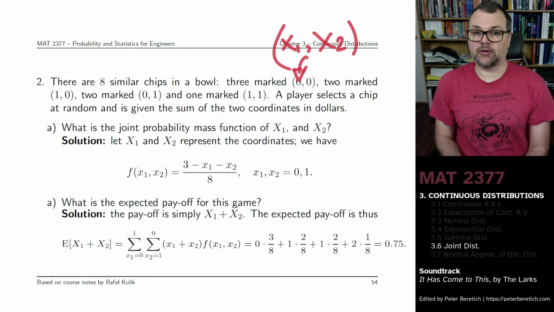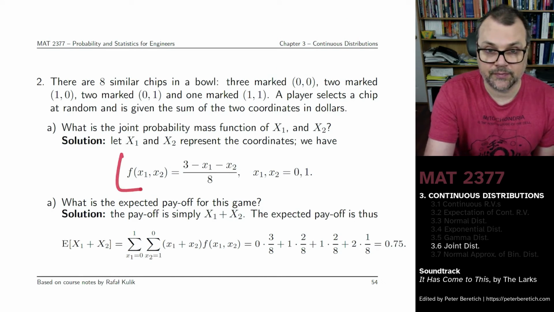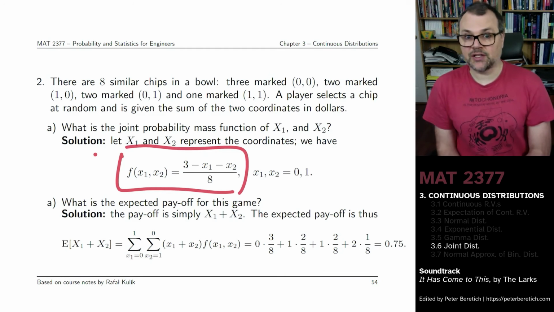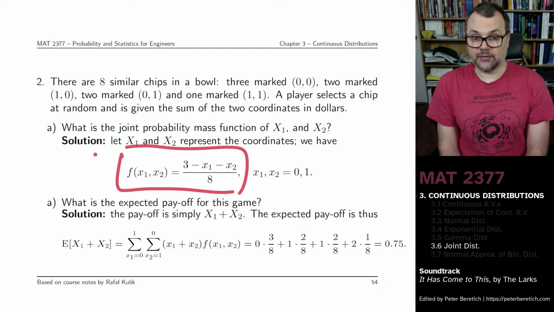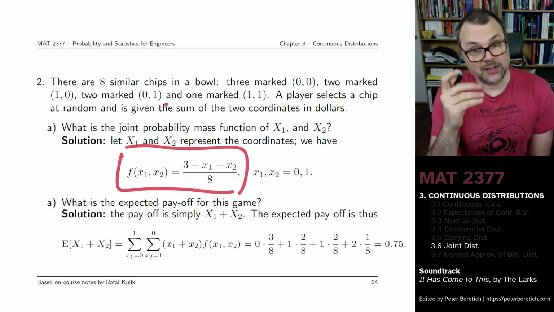It is not too difficult for you to figure out that the joint probability mass function should be this quantity right here. There's 3 chances out of 8 that you'll get 0, 0. If I replace x1 and x2 by 0, I indeed get 3 over 8. There's 4 chances out of 8 that I'm going to get 1, 0 or 0, 1. So if I replace x1 by 1 and x2 by 0, or the other way around, x1 by 0 and x2 by 1, I'm going to get 2 over 8 for one of them, 2 over 8 for the other one of them. Add them up together and get 4 over 8.